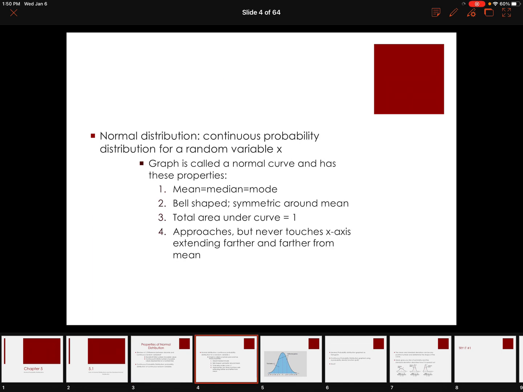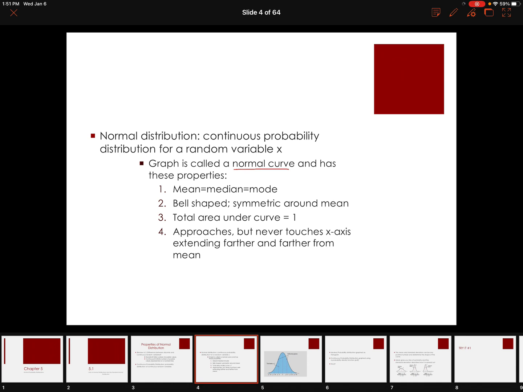So the first distribution we're going to look at is called the normal distribution. It's a continuous probability distribution for some random variable x. The graph is called a normal curve because it has these properties. The mean, the median, and the mode are all equal. So it makes it really simple. It's bell-shaped and it's symmetric around the mean.